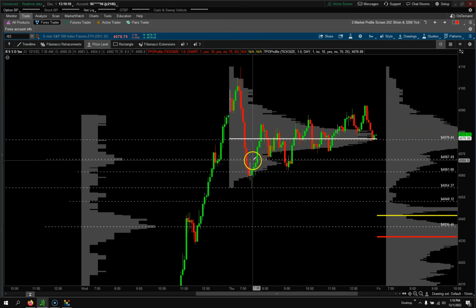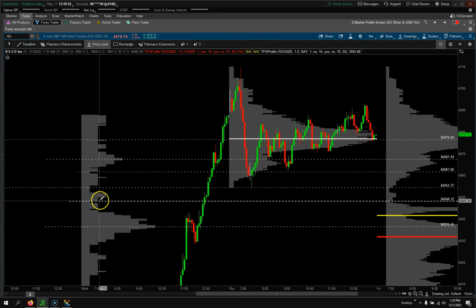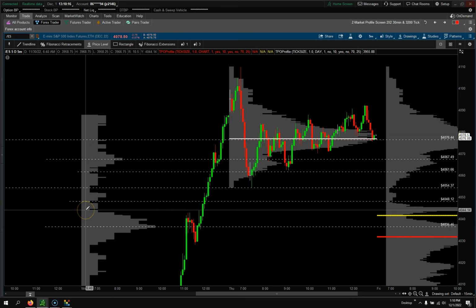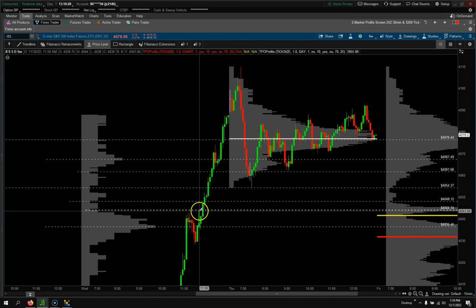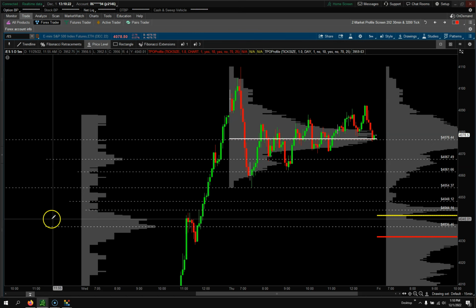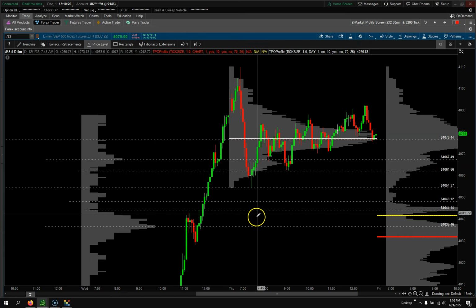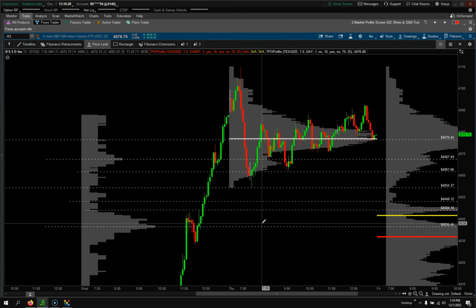If price kept falling, I would probably lean against this low volume node, this low volume node for sure, because it was these wick highs, and then definitely this high volume node, and watch for price to probably reverse and have some type of bounce or a pause at these levels.